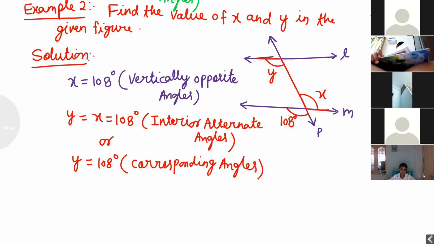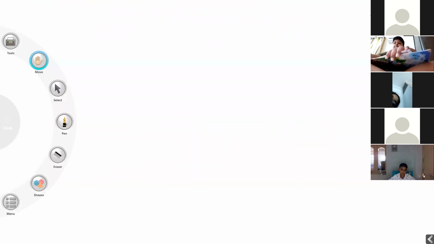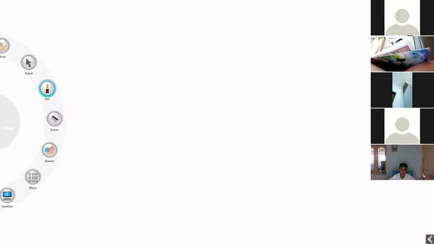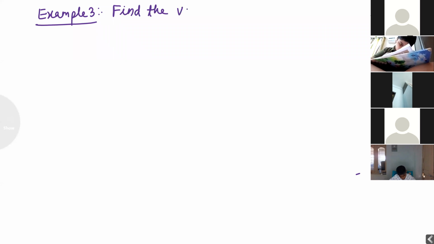Example 3. Find the value of x and y in the given figure.